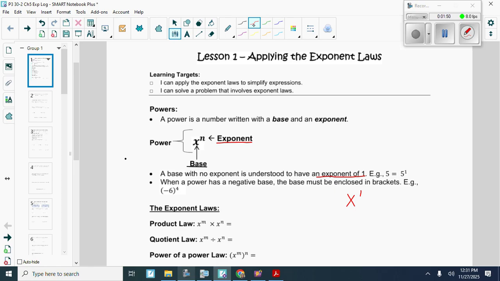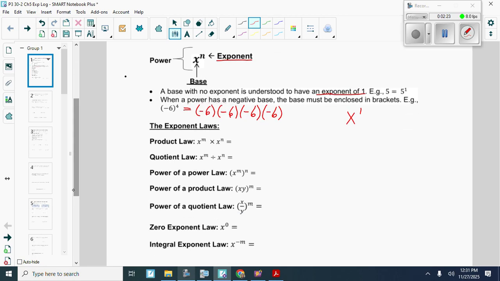When a power has a negative base, the base has to be put in brackets, guys. If we were to expand this, remember back when we talked about what an exponent means? When we square something, we're multiplying it twice. This one is to the exponent of 4, which literally means that we would take -6 and multiply it by itself 4 times. That's what the exponent in expanded form means.